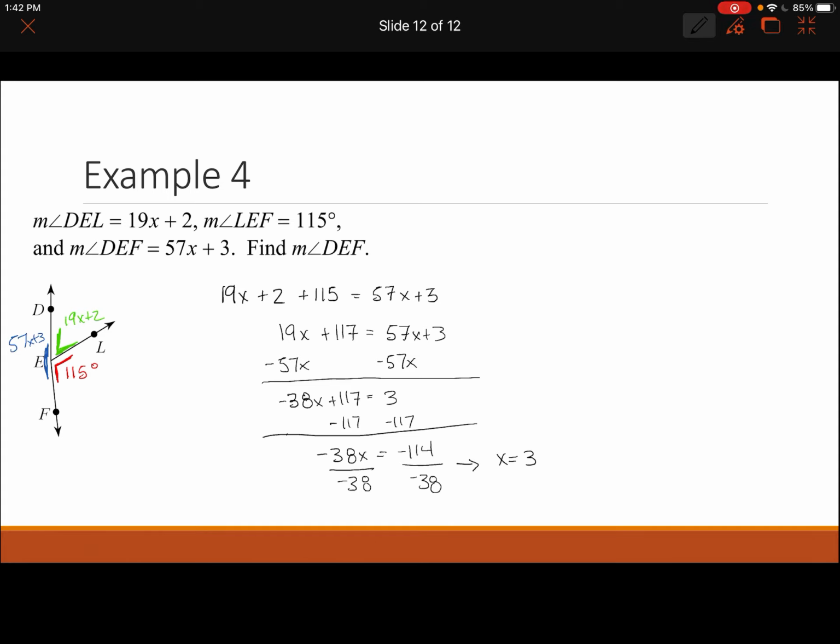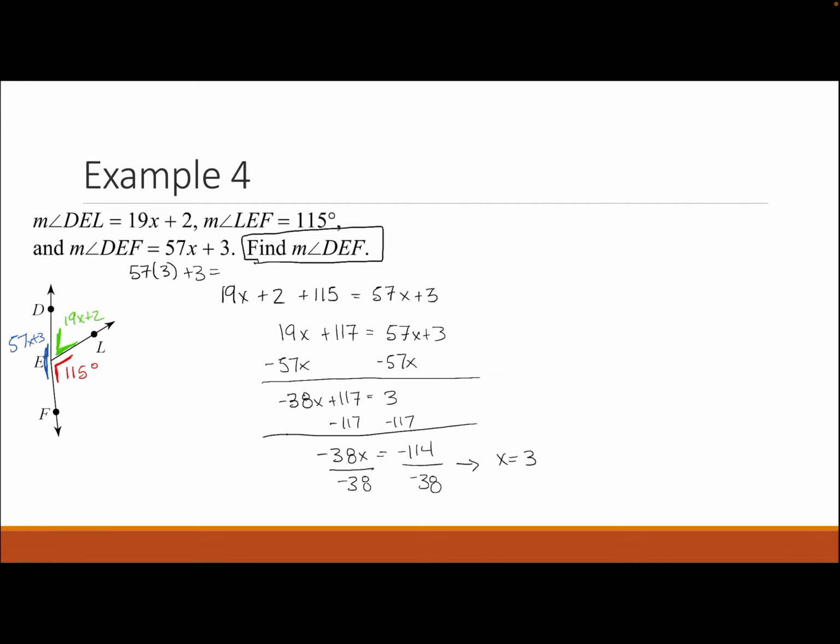And so we need to find the measure of angle. The instruction said find the measure of angle DEF. So we're going to substitute the 3 in. So we have 57 times 3 plus 3. And that's going to equal 171 plus 3. So 174. And again, you can check the rest of your work.